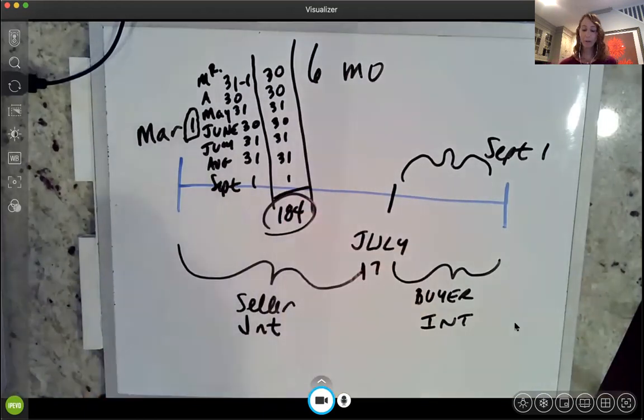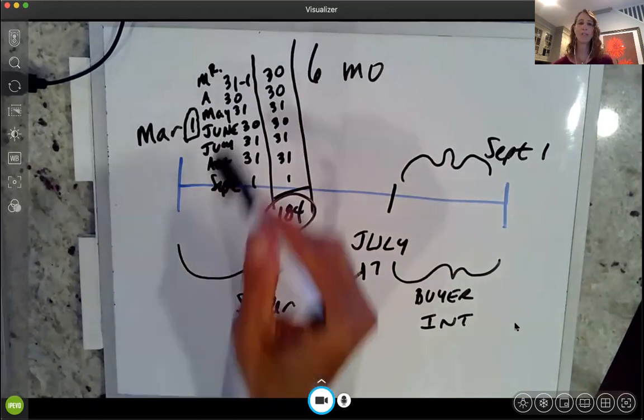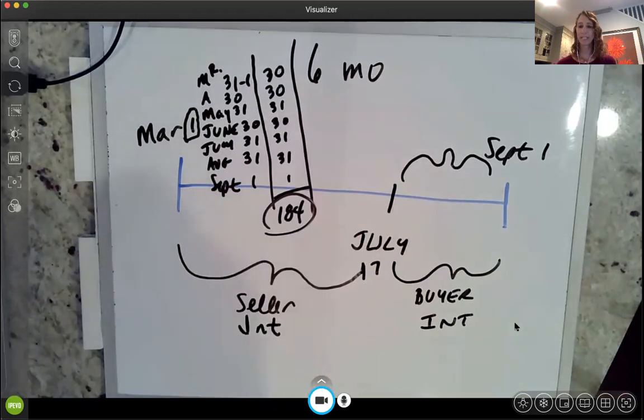And so anytime you're day counting for a treasury, remember, use the actual number of days in the month. And then for that partial period, you don't count both March 1st and September 1st because that cash flow came at the end of the day on March 1st. So you subtract that first day, which is what we're doing here. And we get 184 days in the period.